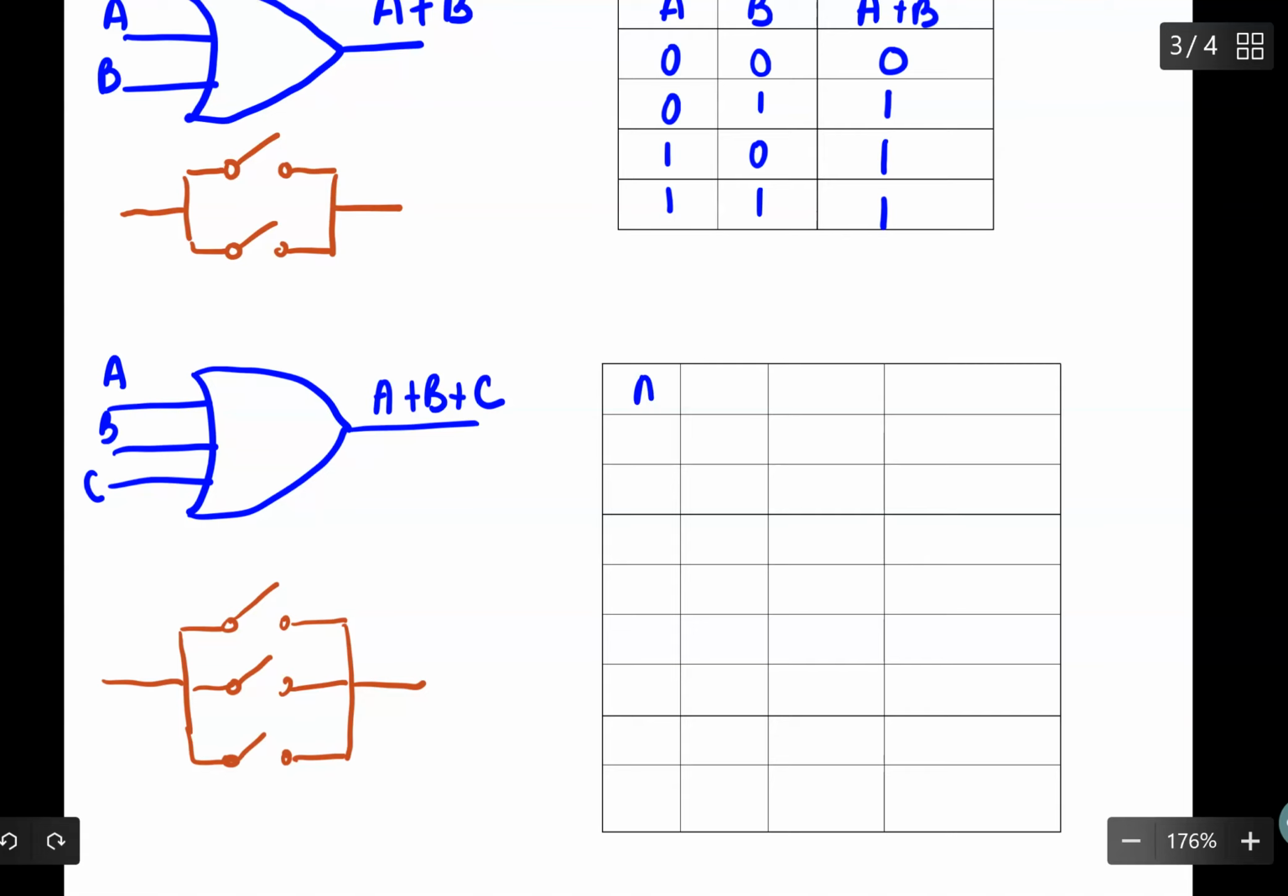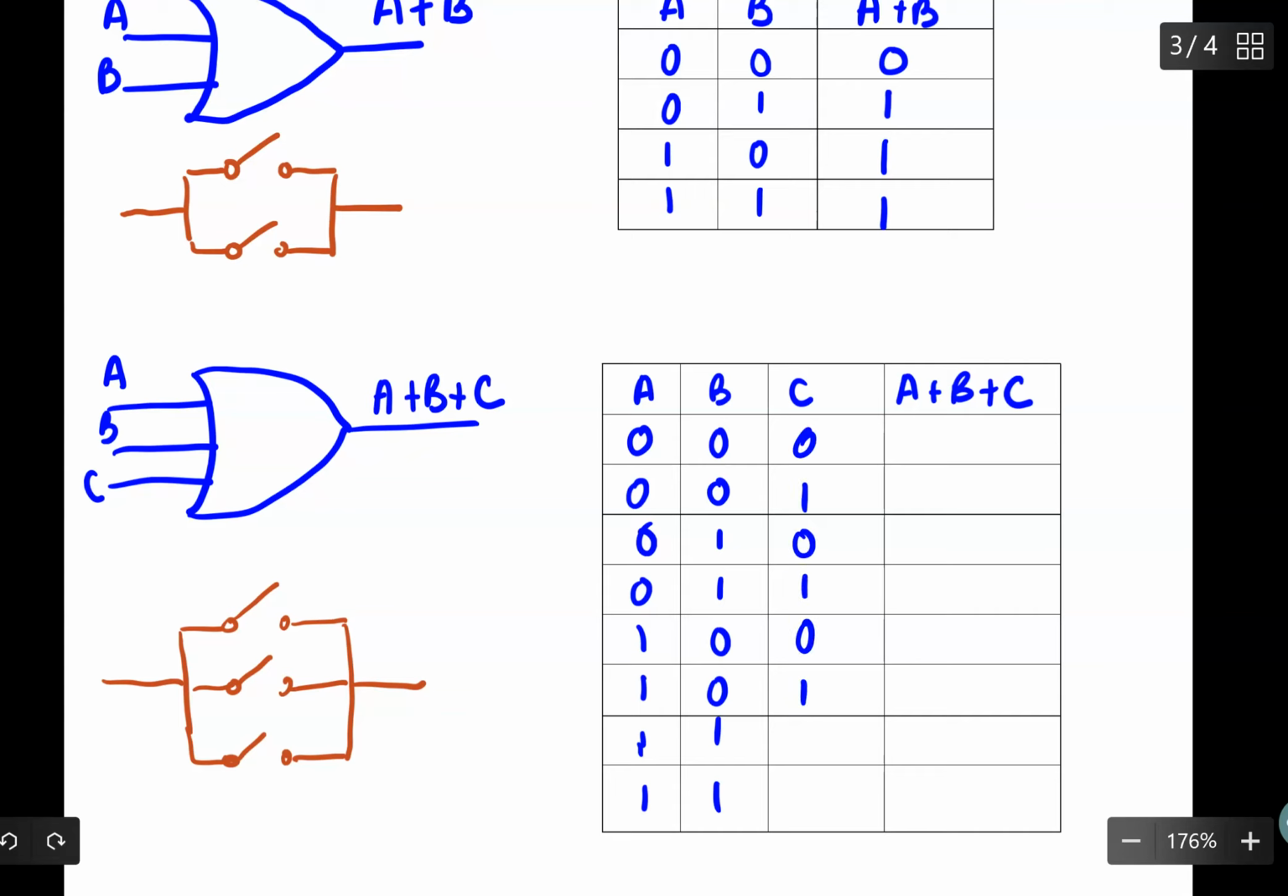Again, A, B, C, and A plus B plus C, or they say A or B or C. Again, repeat the same pattern. The first 4 are 0 for A, the last 4 are 1 for A. So 0 0 0 0 1 1 1 1 for A, 0 0 1 1 0 0 1 1 for B, and 0 1 0 1 0 1 0 1 for C.